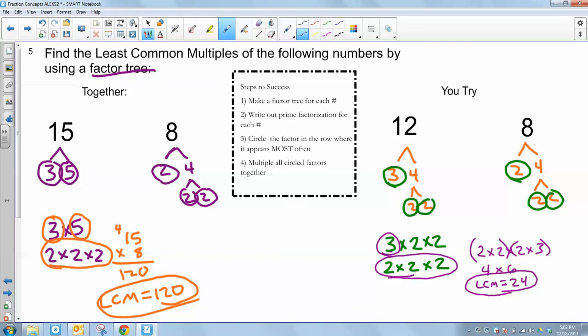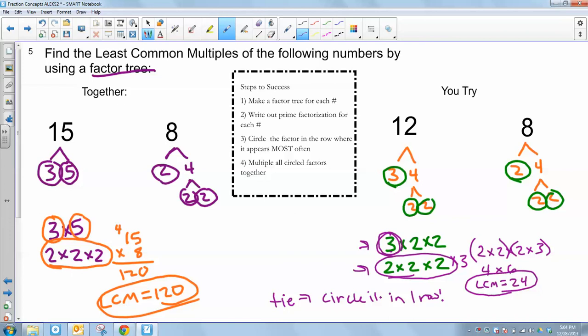All right, so let's take a look at the you try problem. I've got my factor tree, so my prime factorization for 12 is 2 times 2 times 3, which is right here. Prime factorization for 8 is 2 times 2 times 2. So now I'm looking for, where does the 2 occur the most? There's 3 2's right here, so I circle those. And then where does the 3 occur the most? Right here, so I circle it. If there's a tie, just circle it in one row. So if I had a 3 down here, I would just need to circle one of those 3's one time.